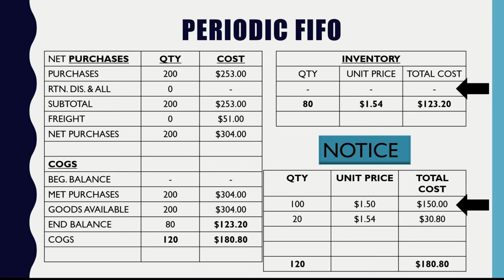So in this case, I got rid of 100 and I sold 120 items. So therefore, I'm going to calculate it from top to bottom.